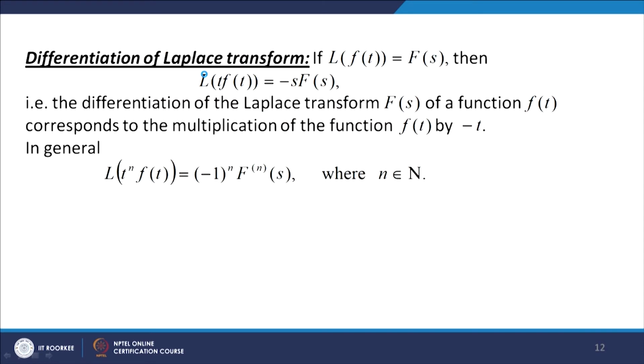Now, differentiation of the Laplace transform. If L of f t is equal to F s, let us see what happens when we differentiate the function F s, which is the Laplace transform of f t. Differentiation of F s with respect to s corresponds to multiplication of f t by minus t. So, L of t f t is equal to minus d over d s of F s, and when you use mathematical induction, you get L of t to the power n f t is equal to minus 1 to the power n F superscript n of s, where this is the nth derivative of F with respect to s.